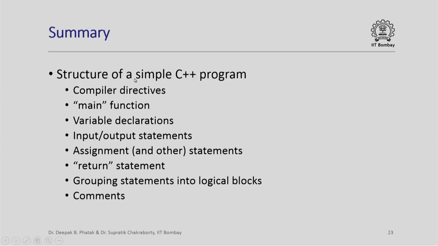So here is a summary of what we have studied today. We have studied the structure of a simple C++ program. Within it we have seen compiler directives, the main function, variable declarations, input output statements, assignment statements, and the return statement. We have seen how to group statements into logical blocks using braces, and finally we have looked at comments.